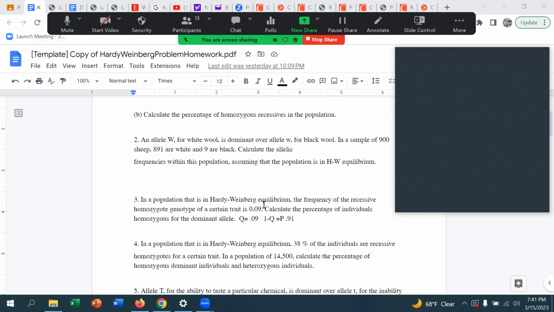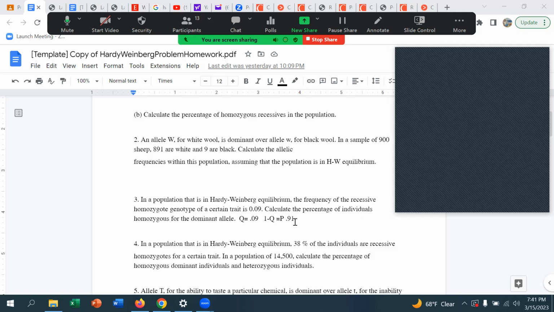Now, didn't I do this already almost for you? I left it in there. q squared equals 0.09, I'm showing you that. So 1 minus 0.09, wouldn't that give me p equals 0.91? So we have one step to do to get the percentage of individuals that are homozygous.